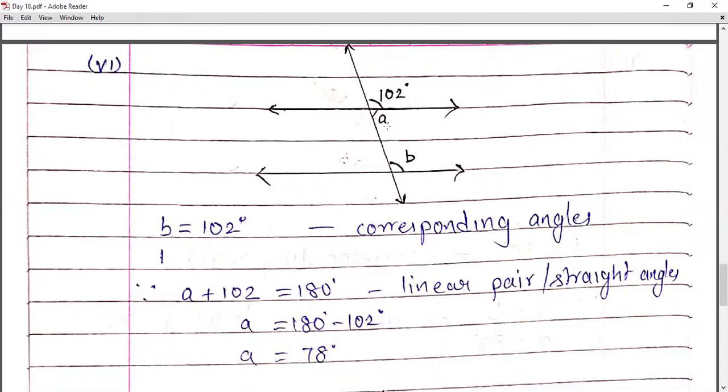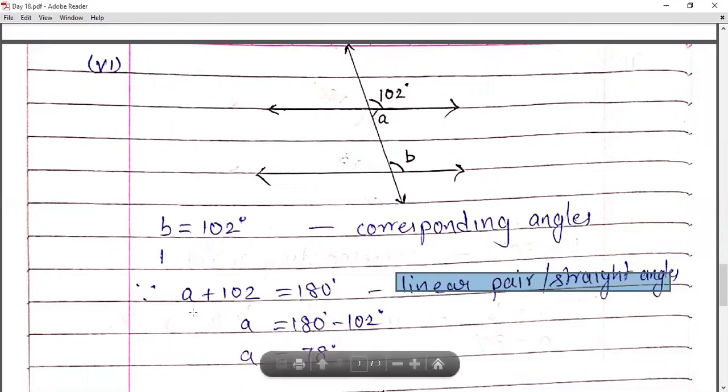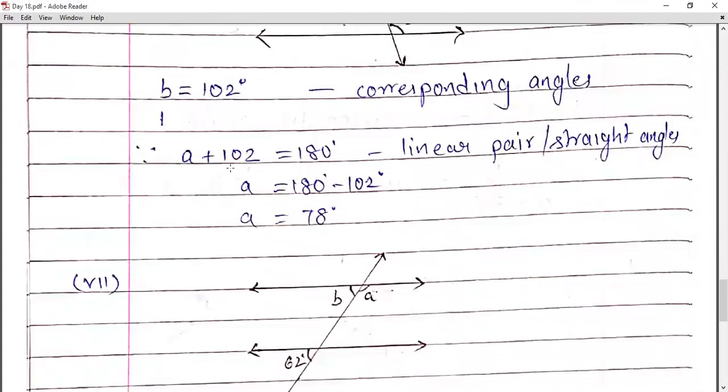102 degree and A, they form a line. Hence, A and 102 degree are linear pair or straight angles. Thus, the sum of A and 102 degree will give you 180 degree. Transferring 102 to the other side will change its sign. A is equal to 78 degree.